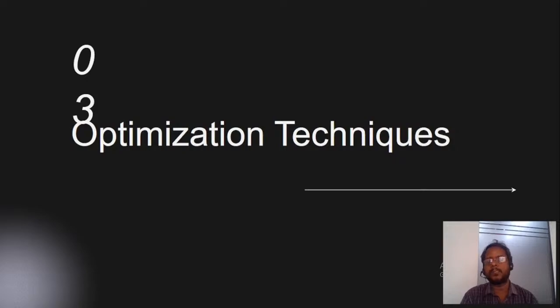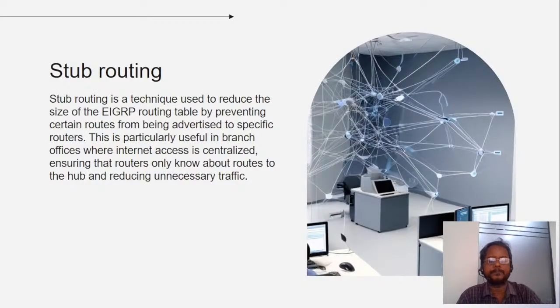What are the optimization techniques for EIGRP? First is stub routing. Stub routing is a technique used to reduce the size of the EIGRP routing table by preventing certain routes from being advertised to specific routers.